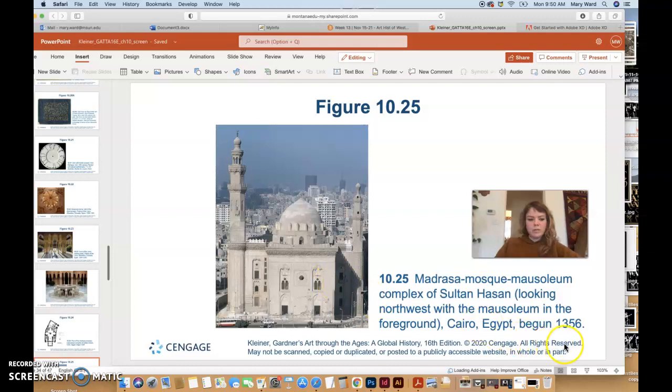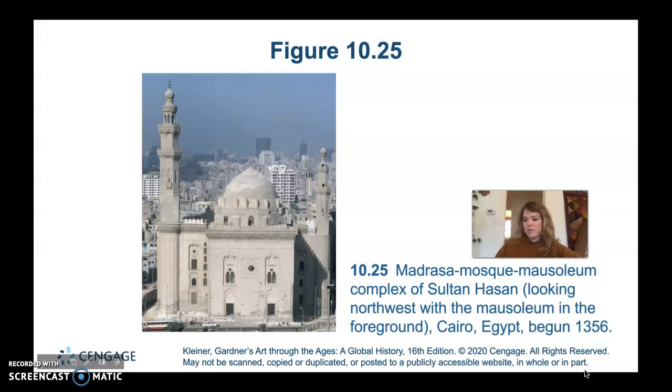Okay, so this is kind of where we left off in the last video, talking about the Madrasa Mosque Mausoleum complex of Sultan Hassan. This is the mausoleum area behind the Qibla wall. And like I said, the Sultan himself, Sultan Hassan, was actually never buried here, but his sons were. And it really serves as a reminder of the variety of regional styles that are present in Islamic art, especially after the end of the Umayyad and Abbasid dynasties.